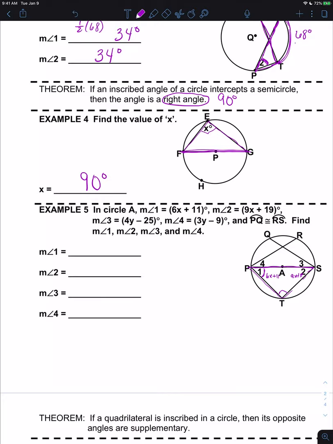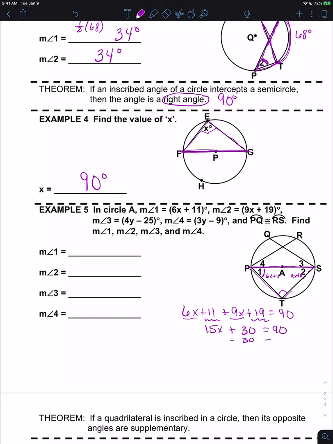Because 90 plus 90 is 180. So 6x plus 11 plus 9x plus 19 has to equal 90 degrees. So let's add our like terms. That gives us 15x. And then we've got a positive 11 and a positive 19. That makes 30 is equal to 90.